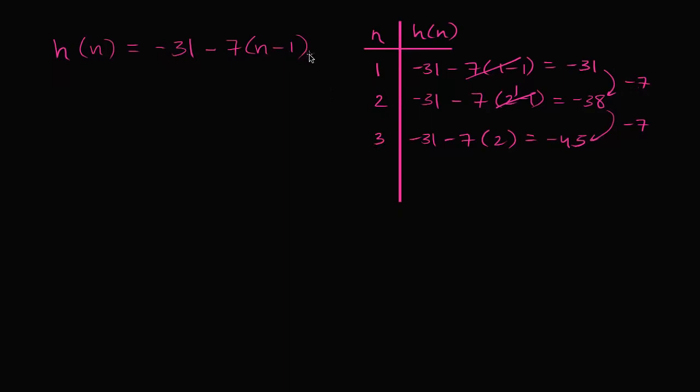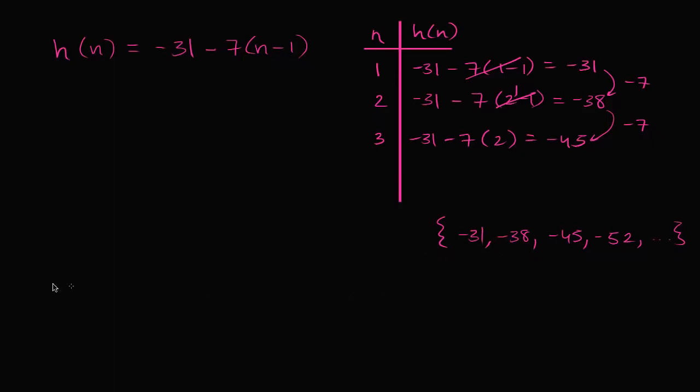So this is all nice, but what I want you to do now is pause the video and see if you can define this exact same sequence. So the sequence here is you start at negative 31 and you keep subtracting negative 7. So negative 38, negative 45, the next one is going to be negative 52, and you go on and on and on. You keep subtracting negative 7. Can we define this sequence in terms of a recursive function? So why don't you have a go at that?